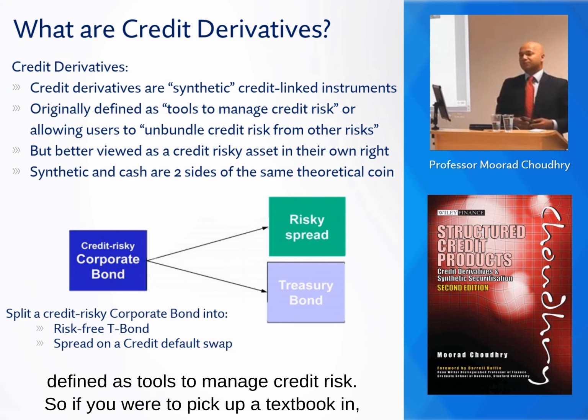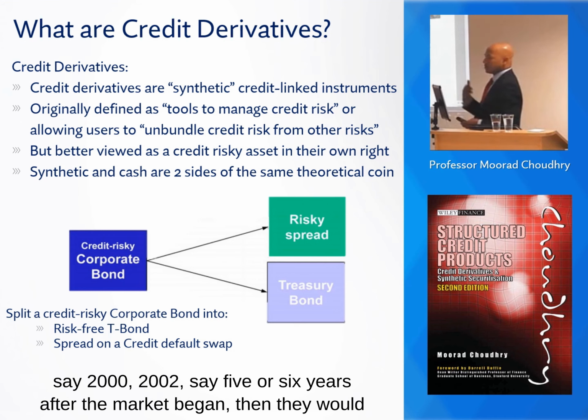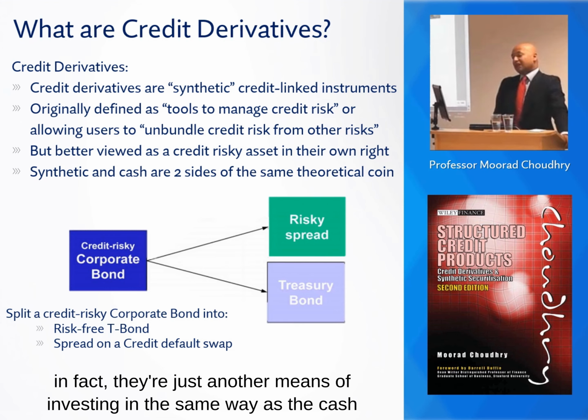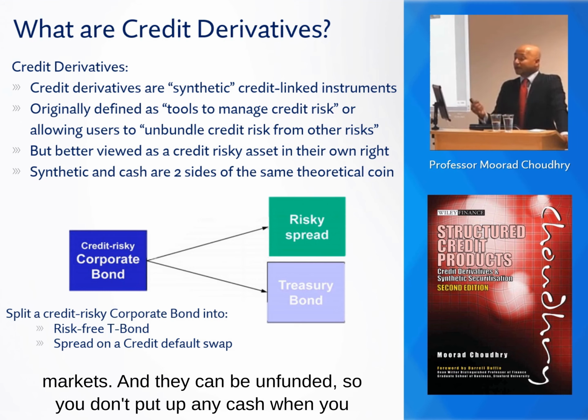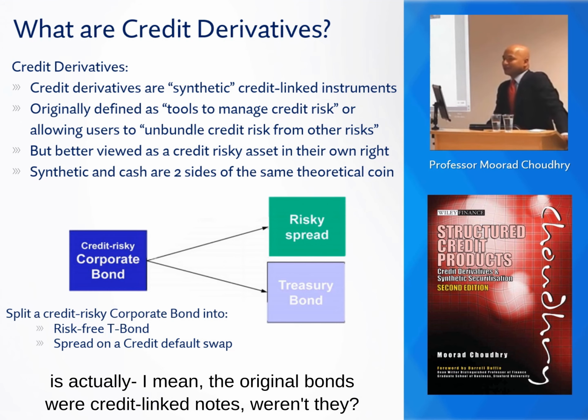So if you were to pick up a textbook in, say, 2000, 2002, say 5-6 years after the market began, then they would refer to these being risk management tools to manage credit risk, and so on. But in fact, they're just another means of investing in the same way as the cash market, and they can be unfunded, so you don't put up any cash when you invest, or they can be funded, like a credit-linked note.